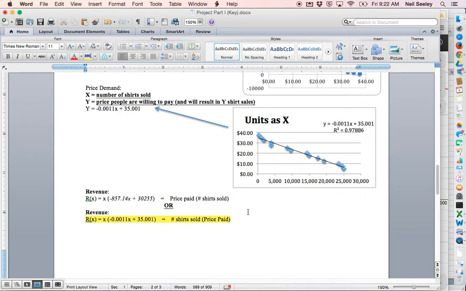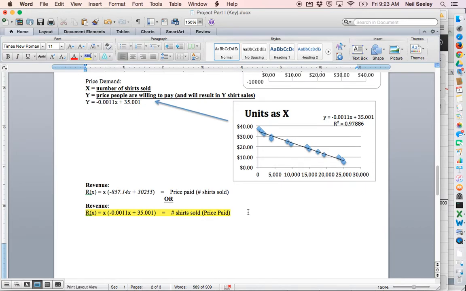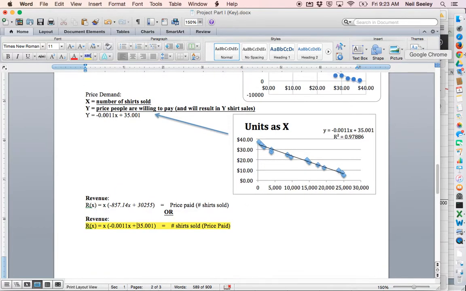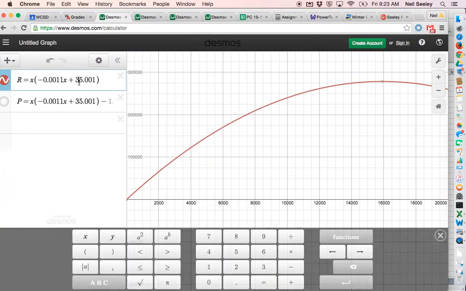And you may or may not have chosen that, but I think it's a nicer way to think of X as the number of units. And then it's easier to deal with a lot of the other stuff later in the problem. So if I choose that, here's a graph of it. Here's my revenue function, linear, where X is number of units.